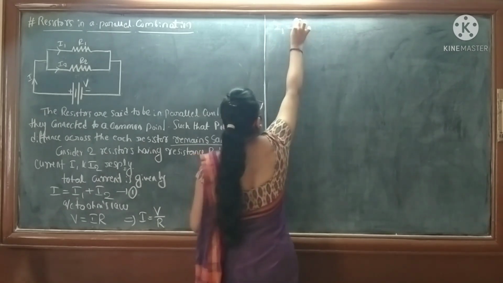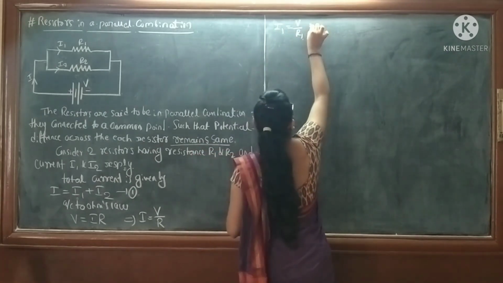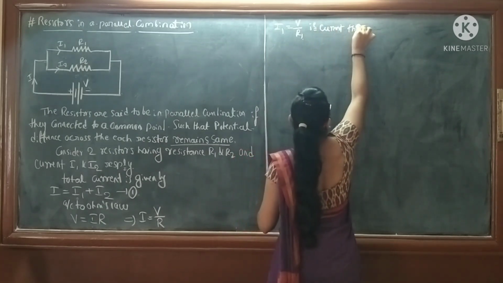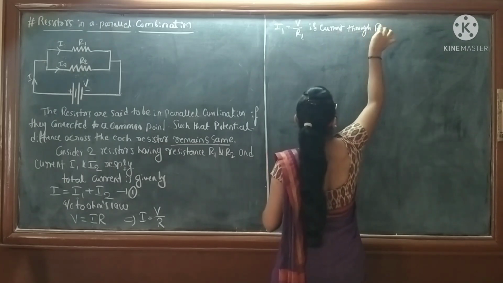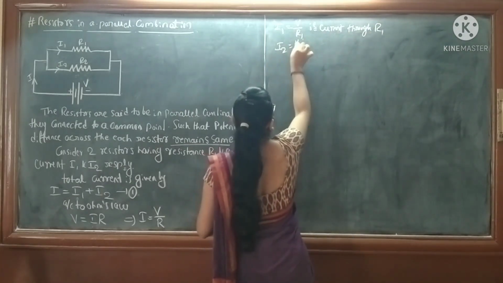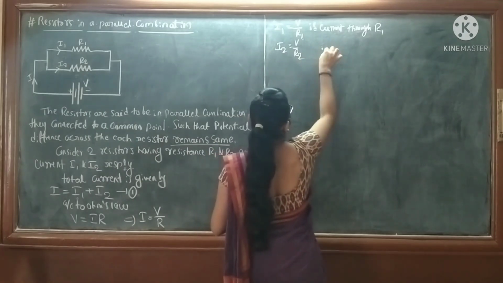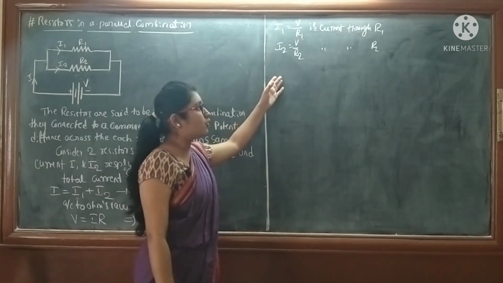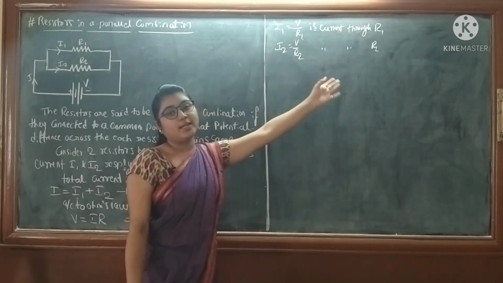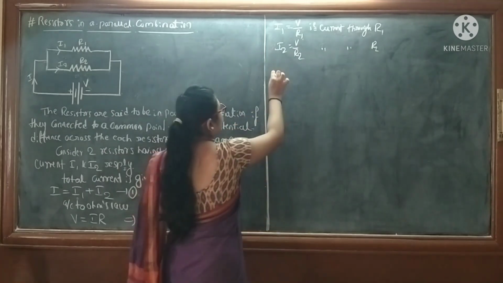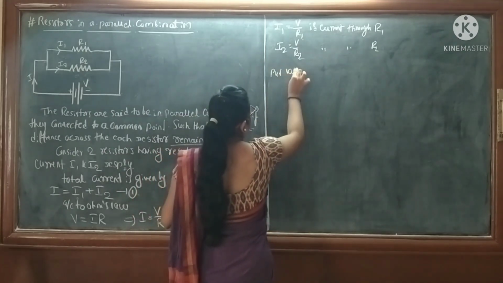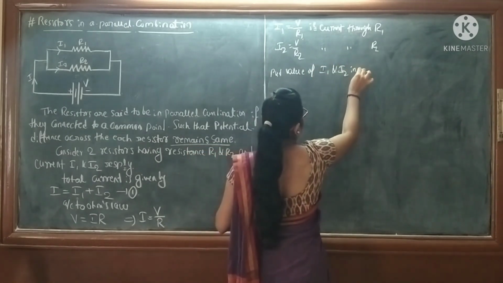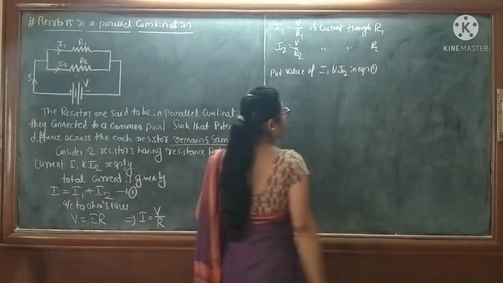So I1 is equal to V by R1, that is the current through R1. I2 is equal to V by R2, that is the current through R2. Correct? Yes. Put the value of I1 and I2 in equation number 1.